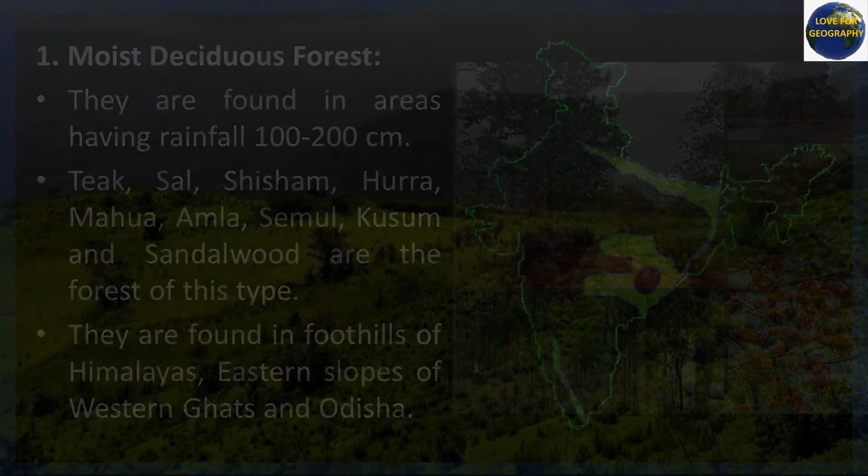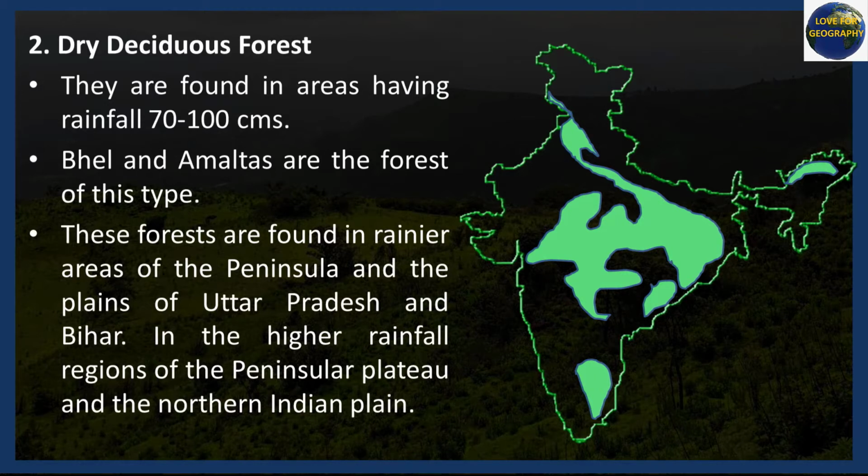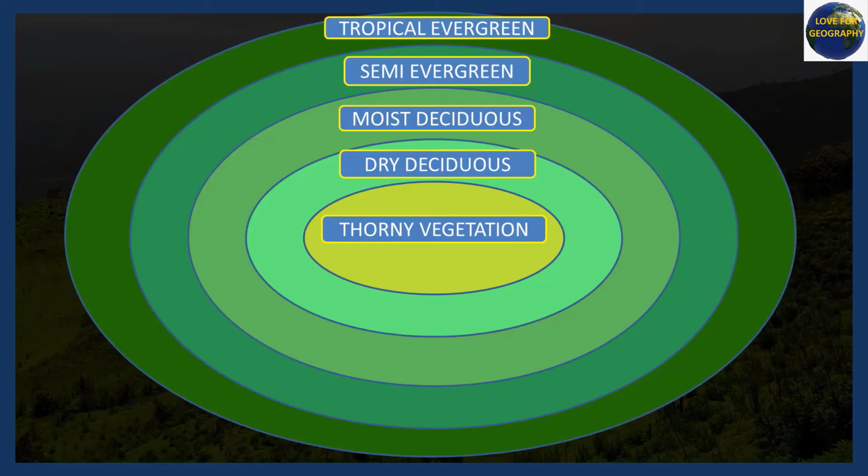Second type of tropical deciduous forest is dry deciduous forest. By the word dry, you can easily understand that these forests are located at places where the amount of rainfall is low. Now, the range of annual rainfall is about 70 to 100 centimeter. So one side of the dry deciduous forest consists of moist deciduous forest. Naturally, the rainfall here will be a little more compared to the dry deciduous forest. On the other side, you will find the thorny forest. I hope you have understood this kind of transition.